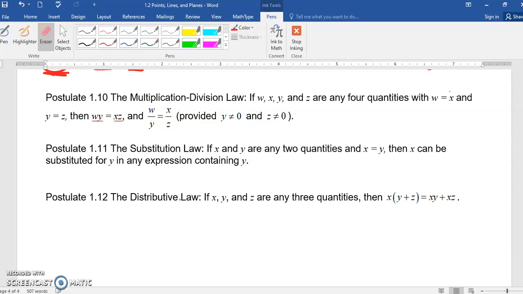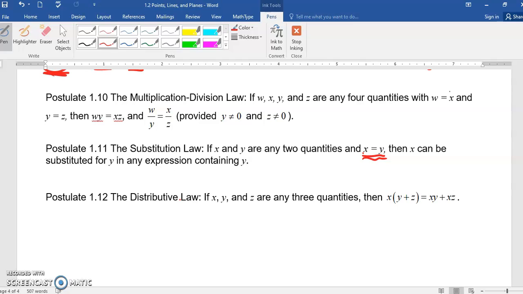The substitution law. Substitution comes into play when we have to do proofs later on. And there's a couple of different kinds of substitution. It's just saying, if two things have the same value, they can be substituted for each other in any expression. So you're going to look for some substitution situations where, since x and y are the same, I'm going to replace that x with a y. I'm going to replace that y with an x.